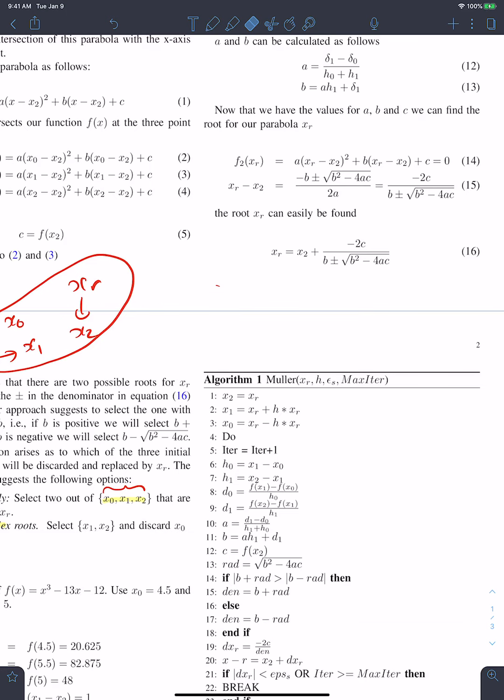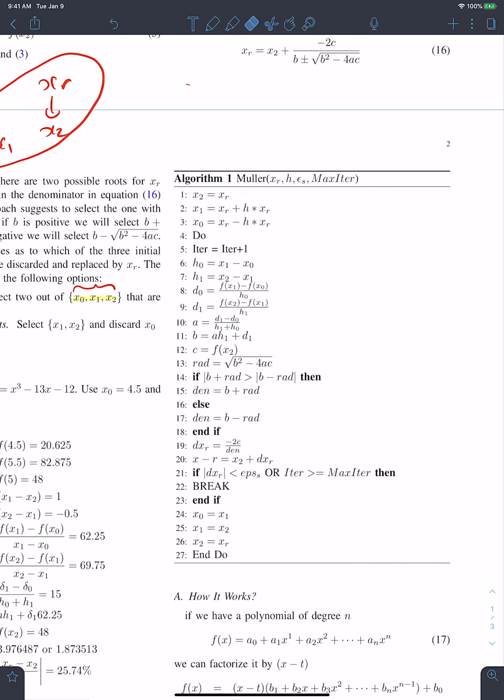Okay, so here's an algorithm that implements Mueller's method. Usually we would expect the input of the algorithm to be the initial points x0, x1, x2, but here they are computed using xr and h. So x2 is xr, x1 is xr plus h times xr, and x0 is xr minus h times xr. These are initial guesses, equi-spaced. They don't need to be, but that is how this algorithm assumes.